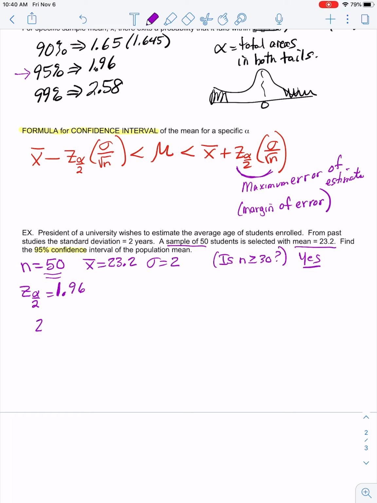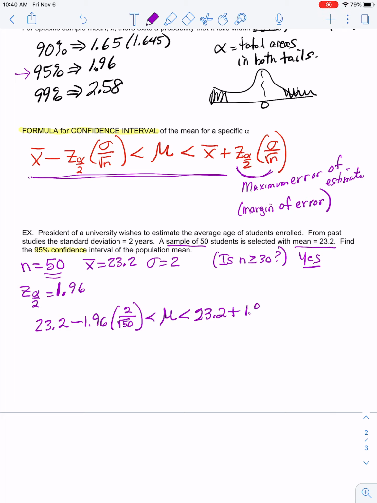So we'll start with 23.2. We're using the formula up here in red. 23.2 minus 1.96 times 2 over the square root of 50. Then the mean's going to fall in between, so less than the mean, less than, same sentence with a plus sign, 2 over the square root of 50. Then if you do a little calculation, it comes out 22.6 is less than the population mean, less than 23.8. So what in the world does that even tell us?